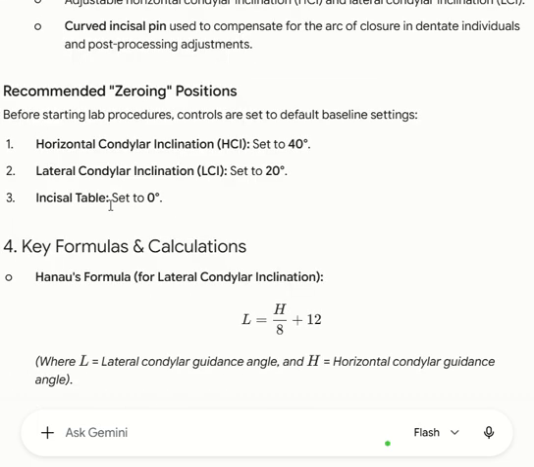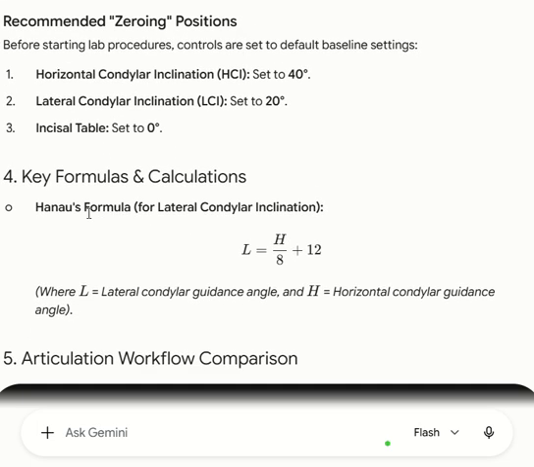4. Key formulas and calculations. Hanau's formula for lateral condylar inclination, where L equals lateral condylar guidance angle and H equals horizontal condylar guidance angle. 5. Articulation workflow comparison.